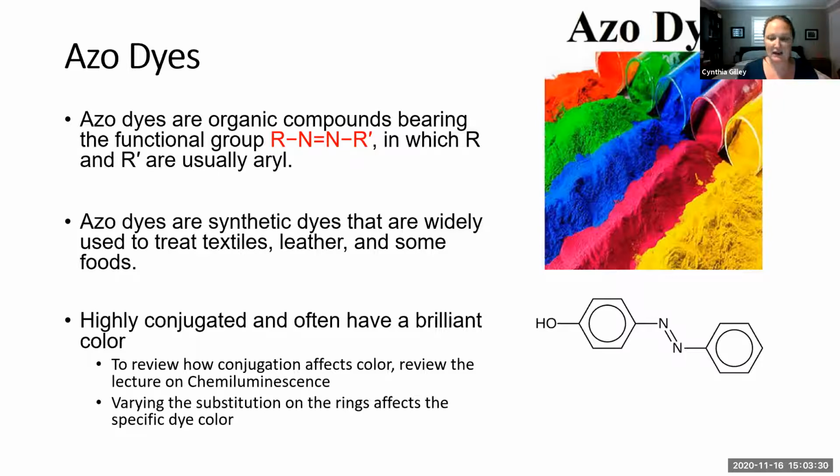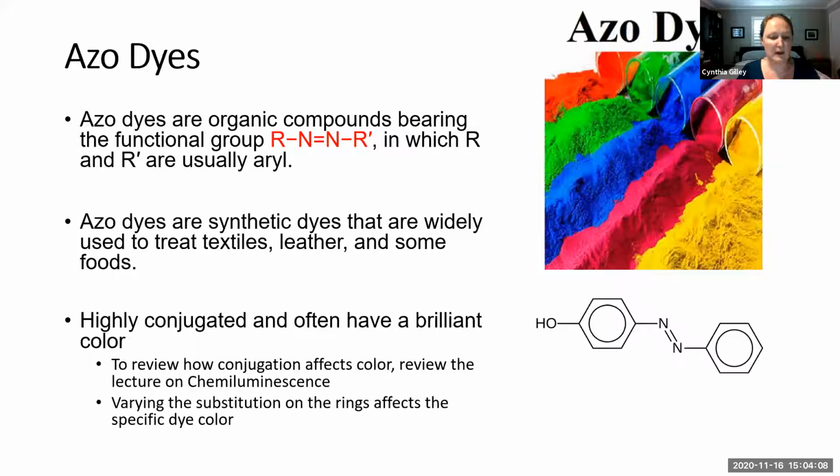So they are highly conjugated. If you notice, there's p orbitals all the way around both rings. Both nitrogens have a p orbital linking the two conjugated rings, and also the oxygen has a p orbital joining the conjugated system. And they often have brilliant colors, like you see here with these compounds in test tubes.